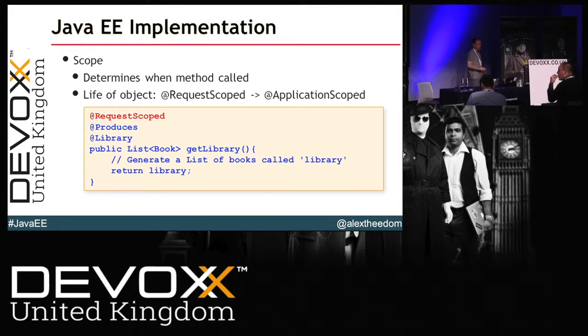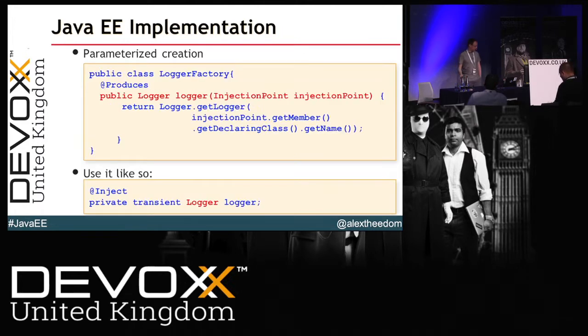Well, this is done by using a scope. We can specify how often that method is called. When is that method called? And whenever that method is called, we get a new list of objects. In this case, we can use @RequestScoped to specify that on every HTTP request, this method is going to be called. Probably worth mentioning also that if you do not specify any scope, this method will inherit from the client whatever scope the client has.